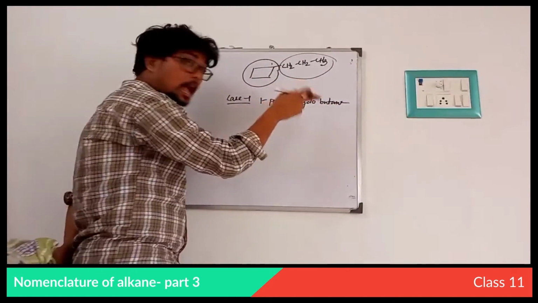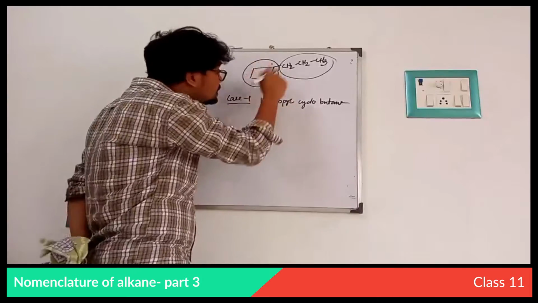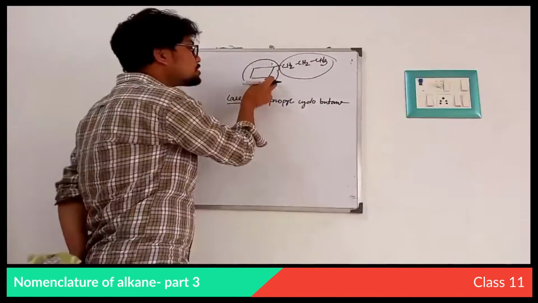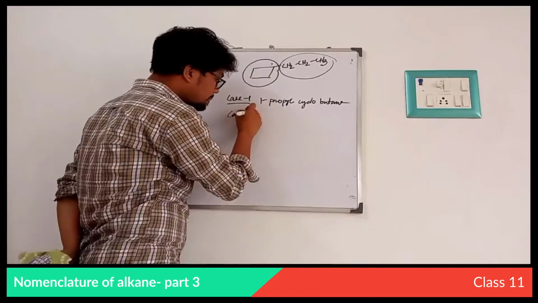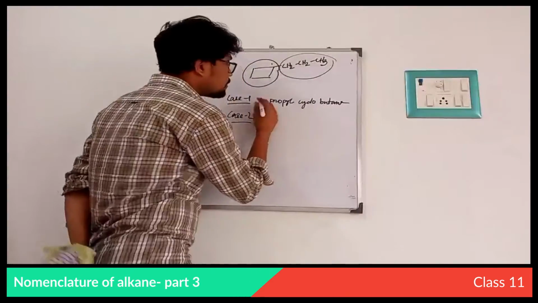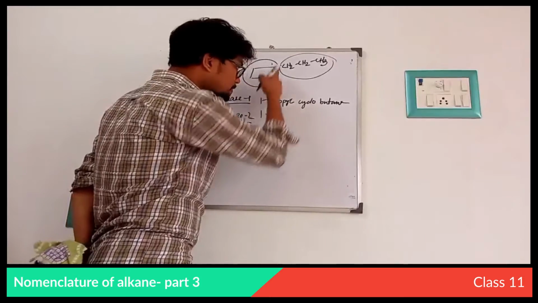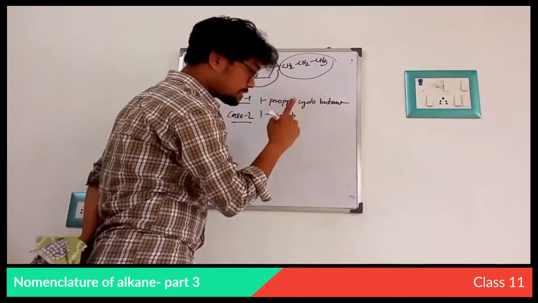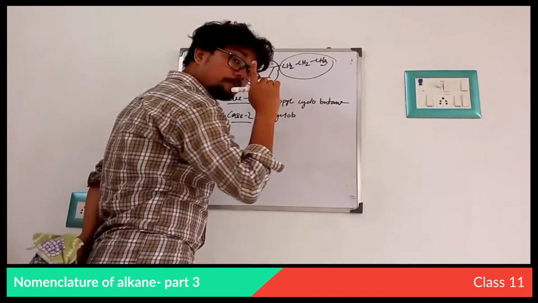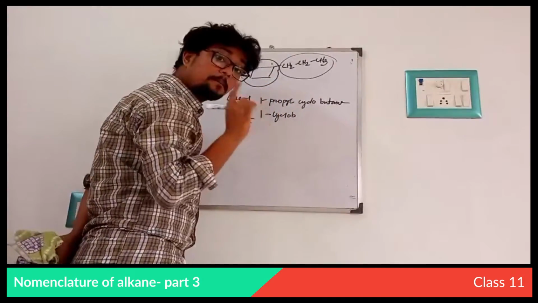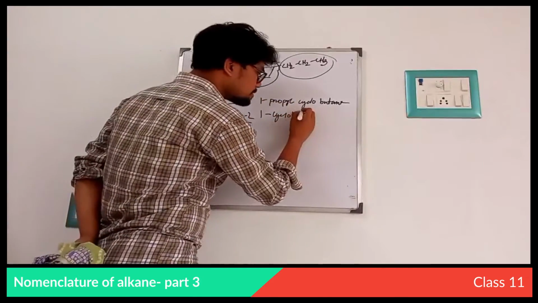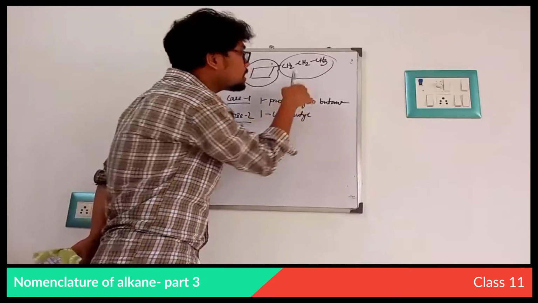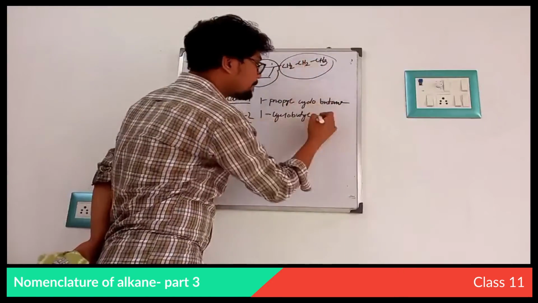That is one case. And if I take this part as a substituent, then what happens? 1 cyclo, butane. I use butane as a substituent. Cyclobutane, 1, 2, 3, propane.